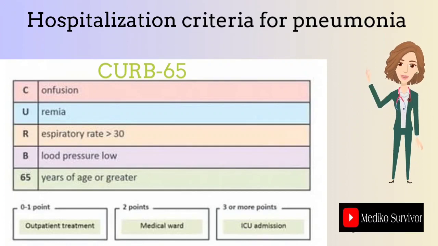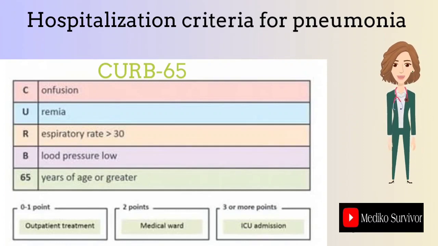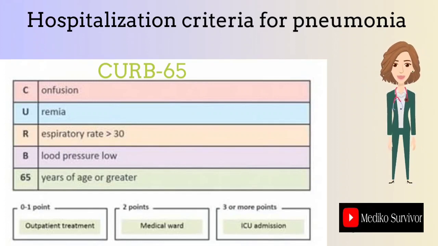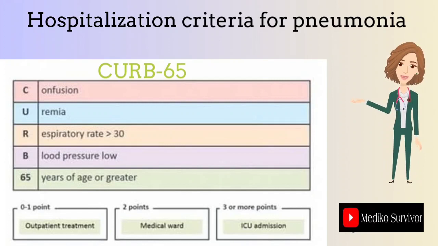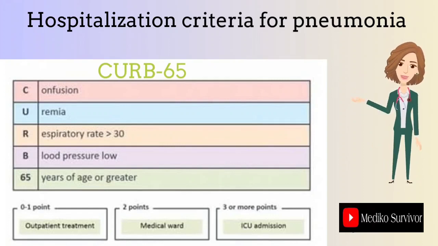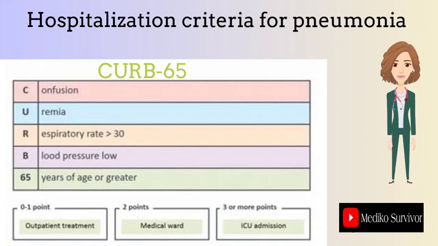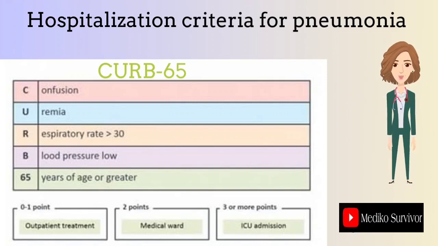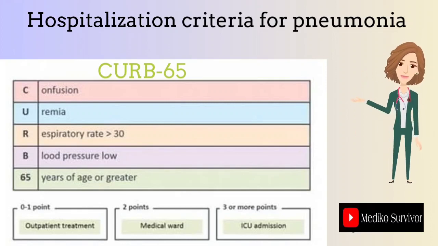Hospitalization criteria for pneumonia. CURB-65 is a tool used for the assessment of severity in community-acquired pneumonia. CURB-65 equals confusion, uremia, respiratory rate, blood pressure, 65 years of age and older. Each risk factor scores 1 point. For 0 to 1 point, consider outpatient treatment. For 2 points, consider a short stay in hospital. Score 3 requires ICU admission.